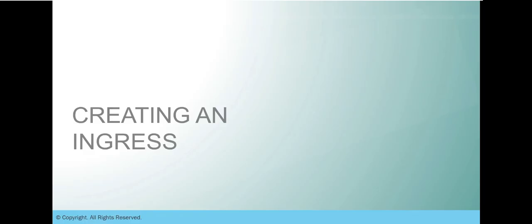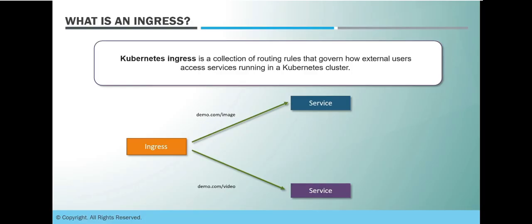In this session, we are going to learn about ingress. We already saw some basics of ingress in the previous slides. Now we will discuss it in detail. What is Kubernetes ingress? It is a collection of routing rules that govern how external users access services running in a Kubernetes cluster.